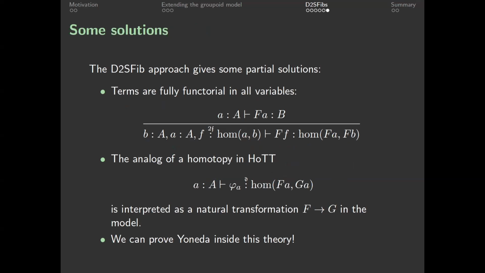So what do we get? We get some partial solutions for some problems that we were having with our previous version using the core. So now terms are fully functorial. For example, using the elimination principle, we can show that given some f from A to B, we have some ff from fa to fb. But now the point is that it's functorial both in B and also in A. So the variables are not constrained to be on the core anymore. And probably the main selling point is that the analog of homotopy in HoTT, which is a judgment like this, is interpreted as natural transformations F to G in the model, which is something that would not hold if one were to take just the core here. So all these tools and the elimination principle let us prove Yoneda inside this theory. So there is some amount of expressivity here.